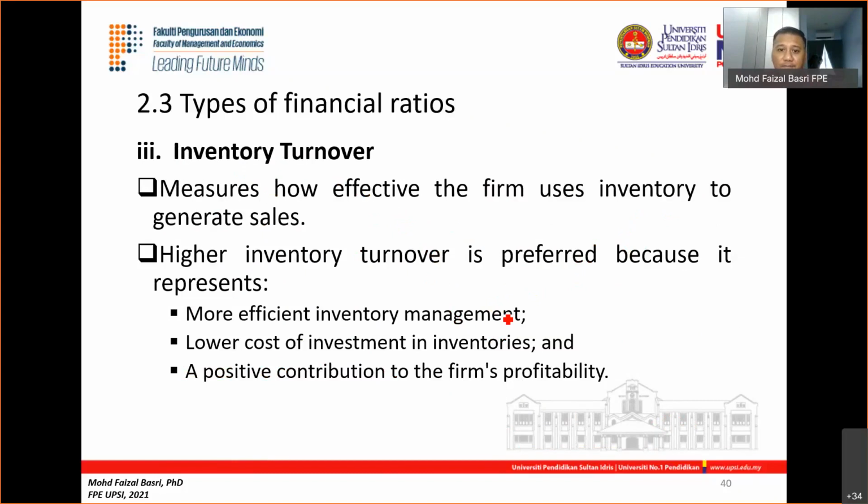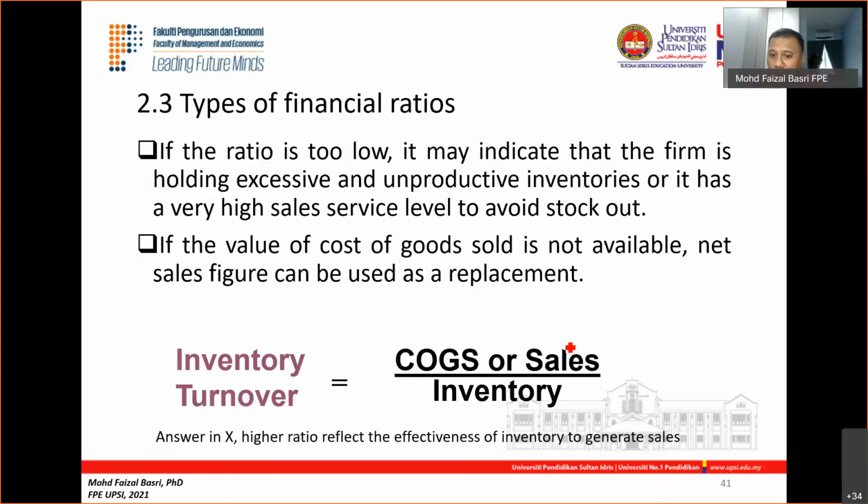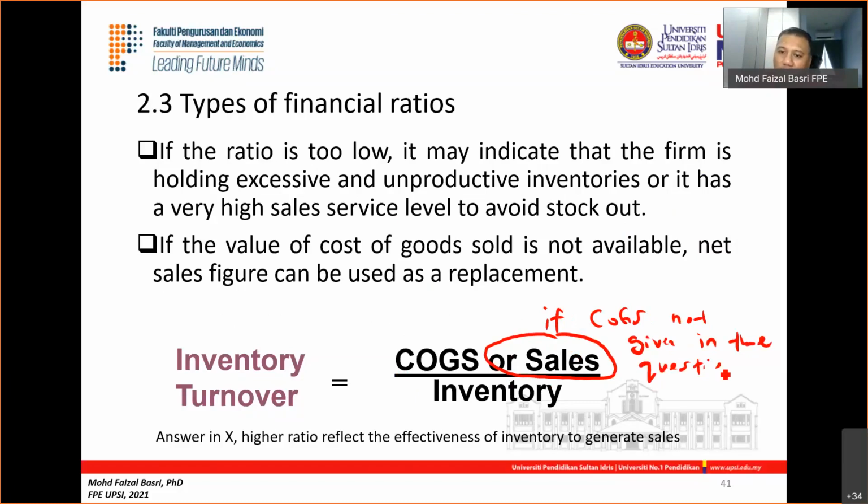All right, so therefore, the formula would be, even though I put all sales here, this is if COGS is not given in the question. We will use sales if cost of goods sold is not given in the question. But as I said before, most of the time cost of goods sold will be given in the question. So therefore, we have to use COGS as our priority for inventory turnover only. Okay, for inventory turnover only.